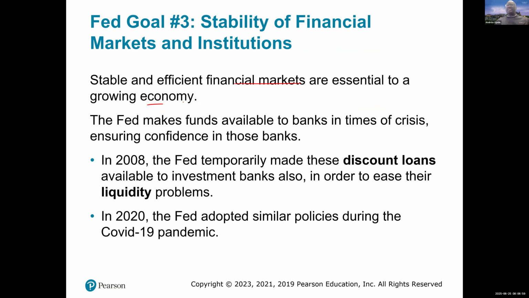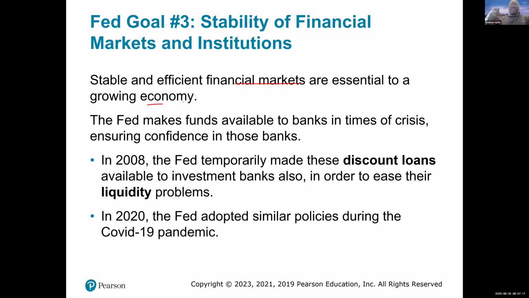What do I mean by financial markets? I'm talking about the stock market, the bond market, the currency market. And now we have the cryptocurrency market, which is still unregulated for the most part. And then, of course, financial institutions like banks, we need to regulate banks, to make sure that there is stability in the financial institutions as well.